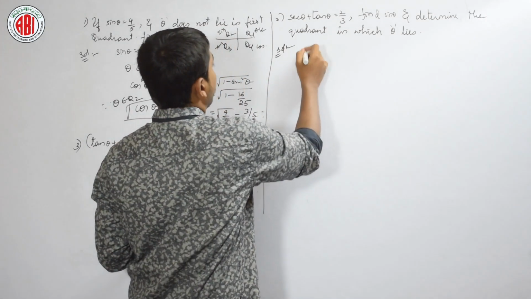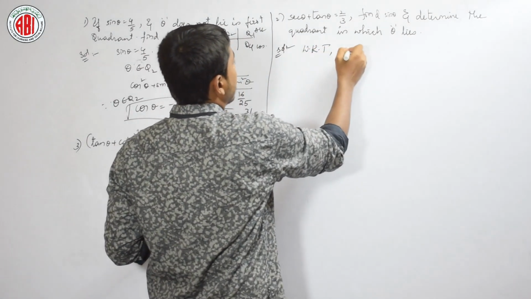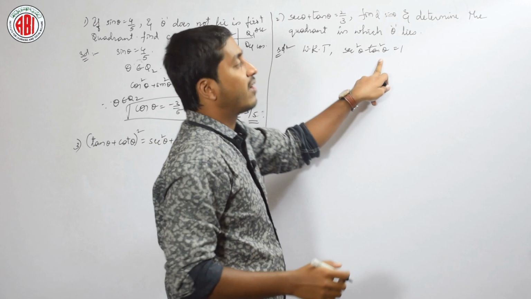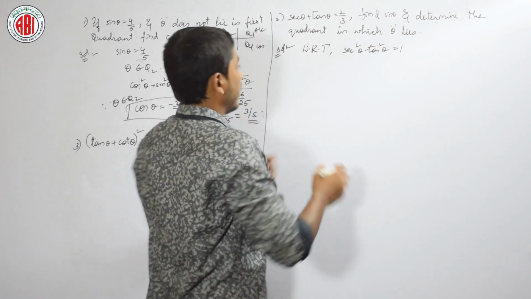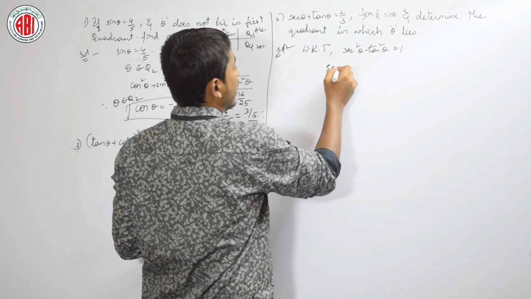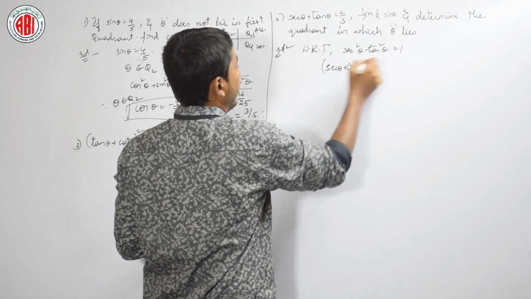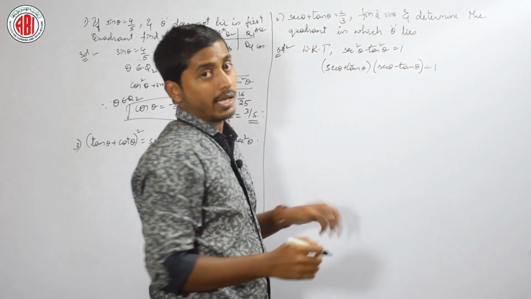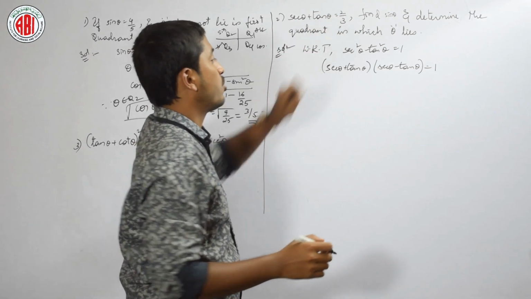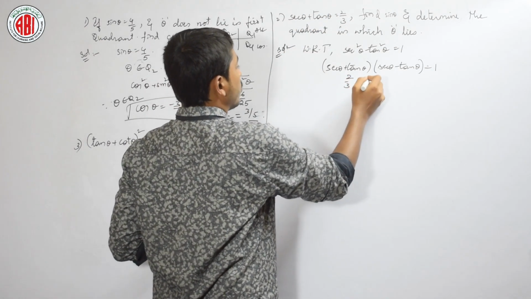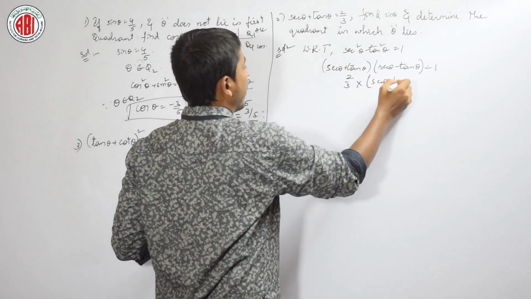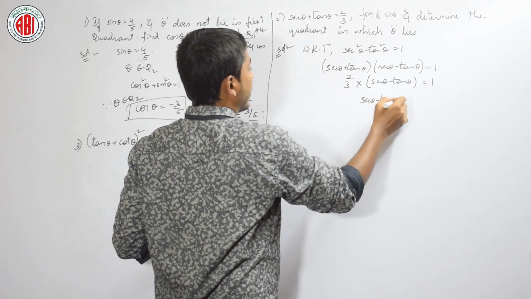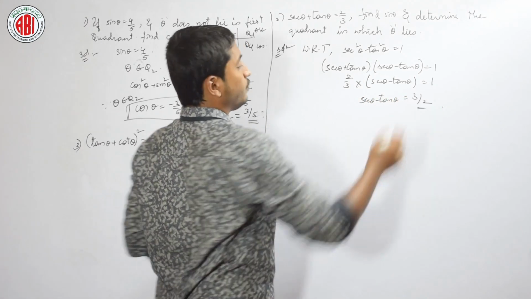Let us see that. We know that secant square theta minus tan square theta is equal to 1. This is in the form of a square minus b square, right. Let us split it into a plus b into a minus b. It becomes secant theta plus tan theta into secant theta minus tan theta, that is equal to 1. What is secant theta plus tan theta? It is nothing but 2 by 3. So 2 by 3 into secant theta minus tan theta is equal to 1. From that we can write secant theta minus tan theta is equal to 3 by 2, right.